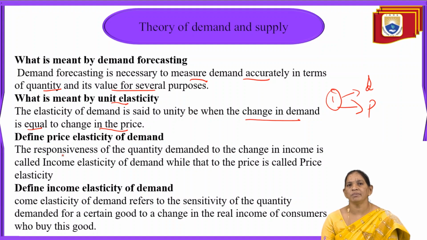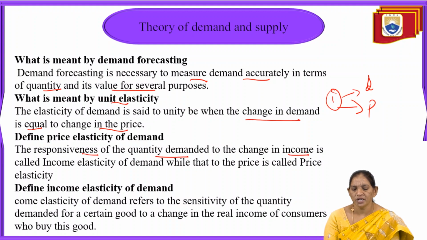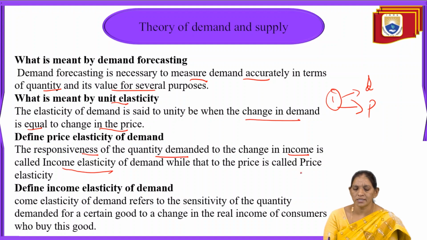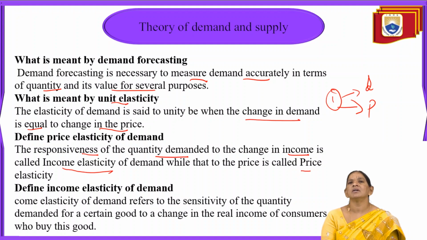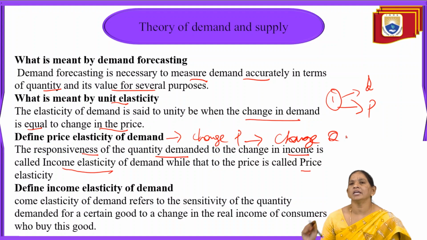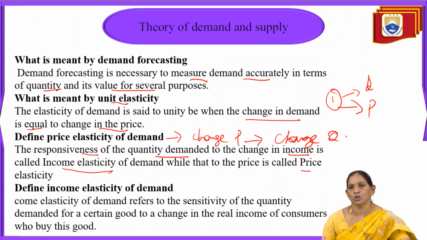Define price elasticity of demand. Price elasticity of demand is the responsiveness of the quantity demanded to a change in price. The responsiveness of quantity demanded to a change in income is called income elasticity of demand, while that to the price is called price elasticity. It means the quantity changes in relation to the goods produced. When it relates to the price of a particular product, we call it price elasticity. Simply, a change in price related to a change in quantity demanded is called the price elasticity of demand.